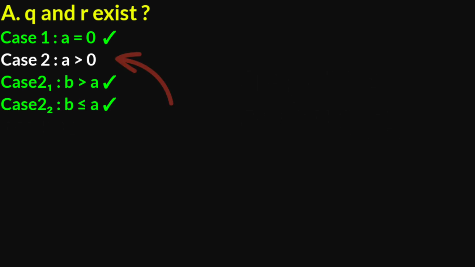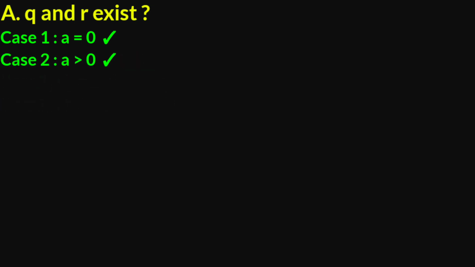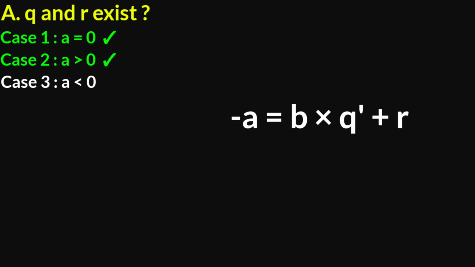From these two subcases, we have proven the division algorithm to be true when a is greater than 0. Case 3. If a is smaller than 0, starting from case 2, I know that minus a equals b times q prime plus r prime, because a positive integer is the negative of a negative integer, and the division algorithm works for positive integers, as it had been previously proved.